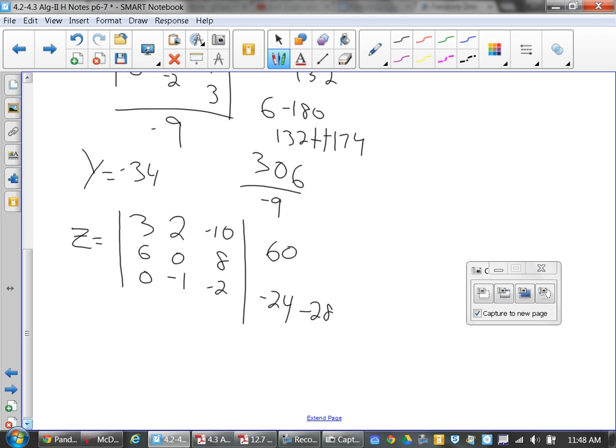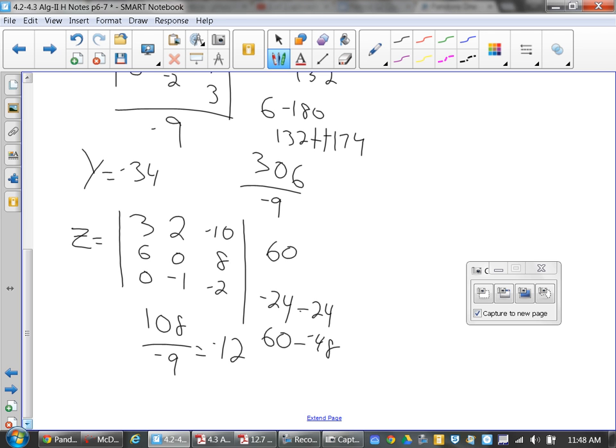Sorry, wait. 8, negative 24, negative 2, 4, negative 24, so that's another negative 24. So it's 60 minus a negative 48, which is 108. So we have 108 divided by negative 9, which is 12. Yeah, I did that right.